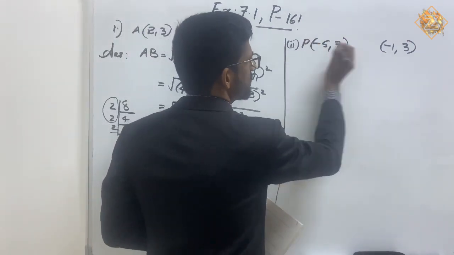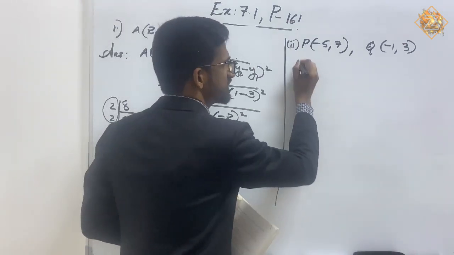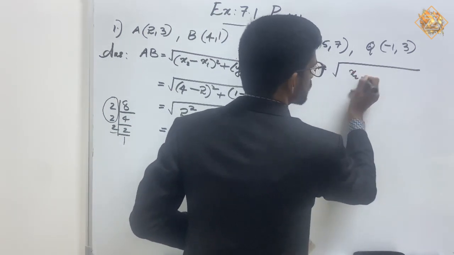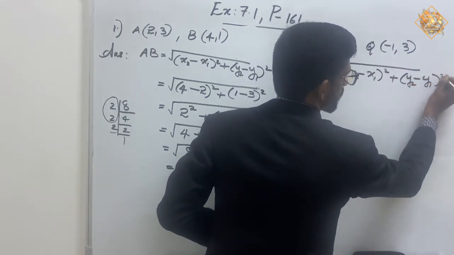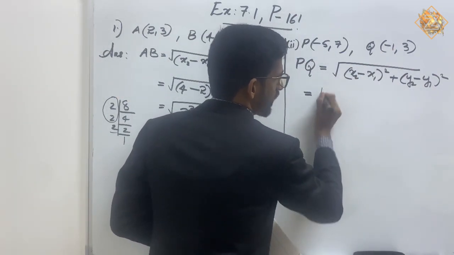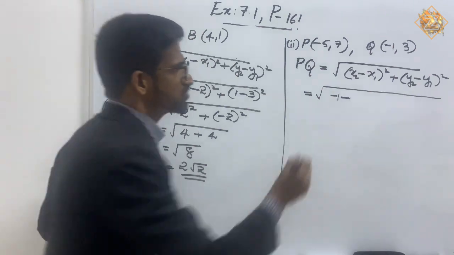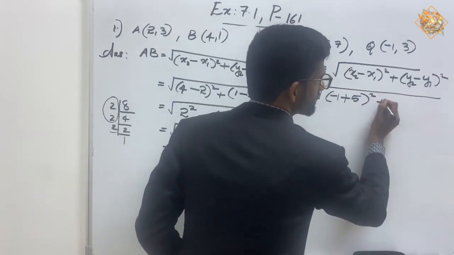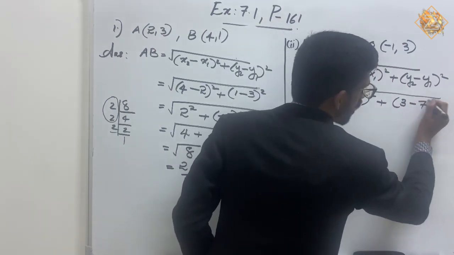Here 2 points are given, (minus 5, 7) and (minus 1, 3). We can name them as P and Q. Let the given 2 points be P and Q. So to find the distance, we have the distance formula, that is PQ equal to square root of (x2 minus x1) whole square plus (y2 minus y1) whole square, isn't it? Substituting the values here, x2, that is minus 1, minus x1, that is what? Minus 5. So minus minus will become plus 5, isn't it, students? Whole square plus y2, that is what? y2 here, it is 3, minus y1, it is 7 whole square.